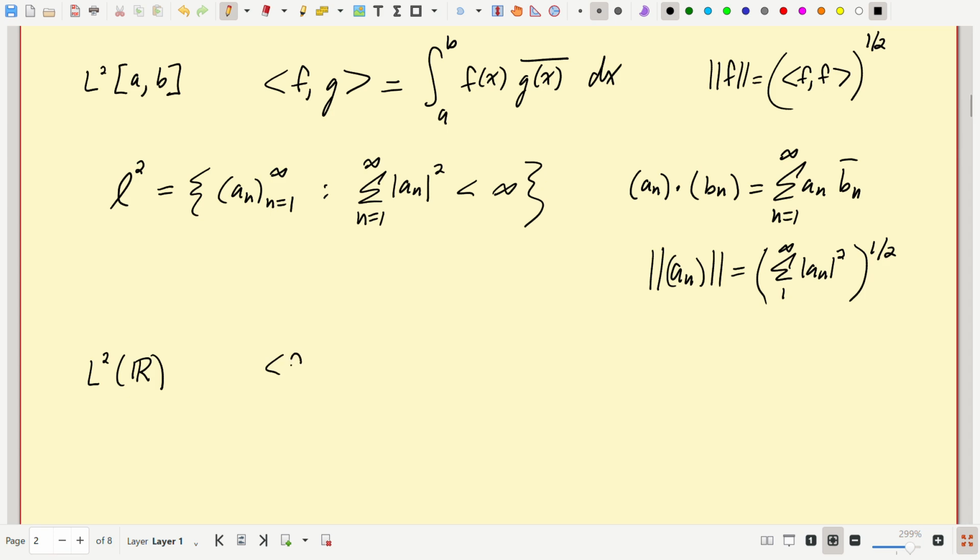So the inner product of f and g would be an integral from minus infinity to infinity, and the norm would be the same thing. Same thing.